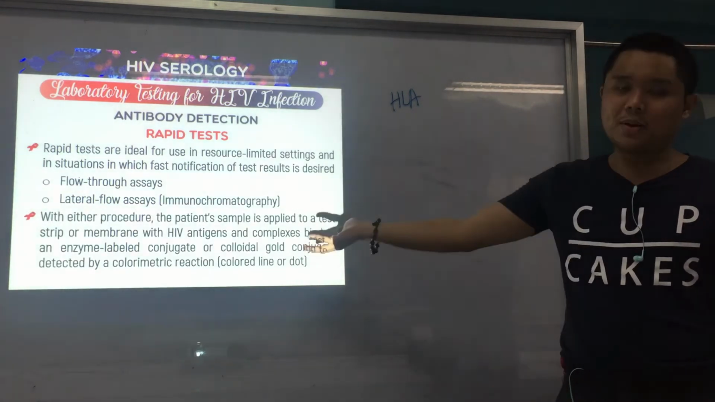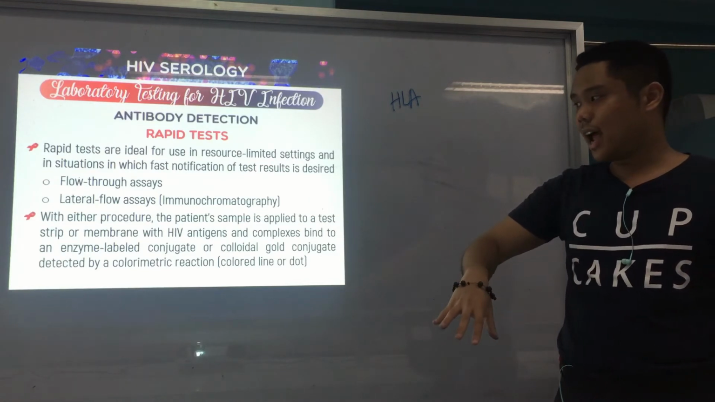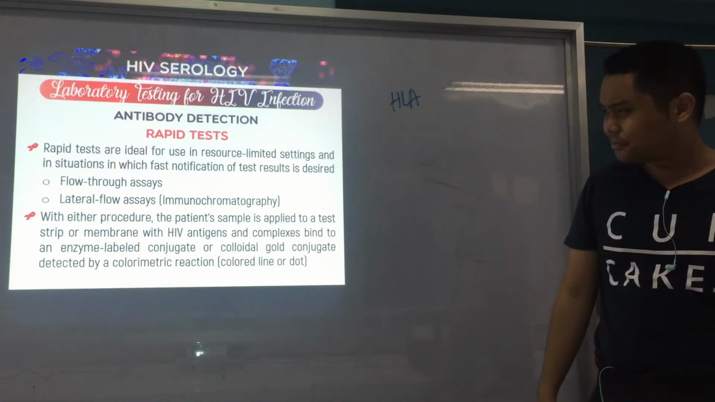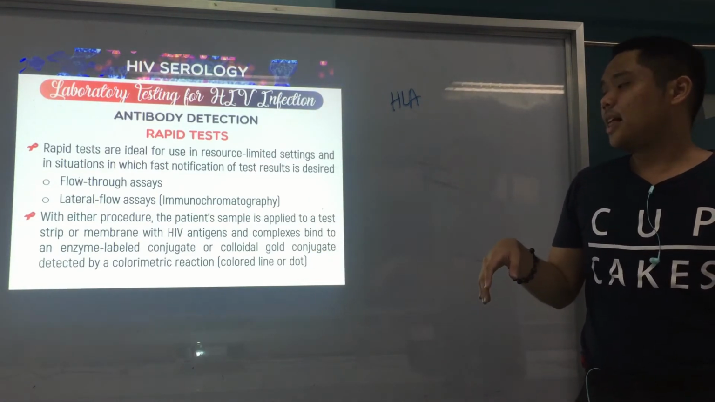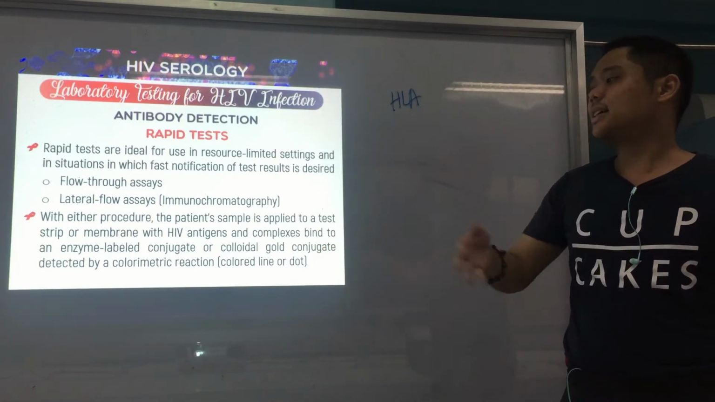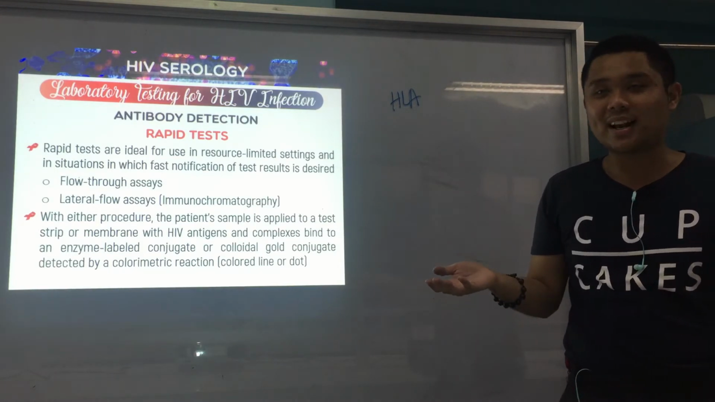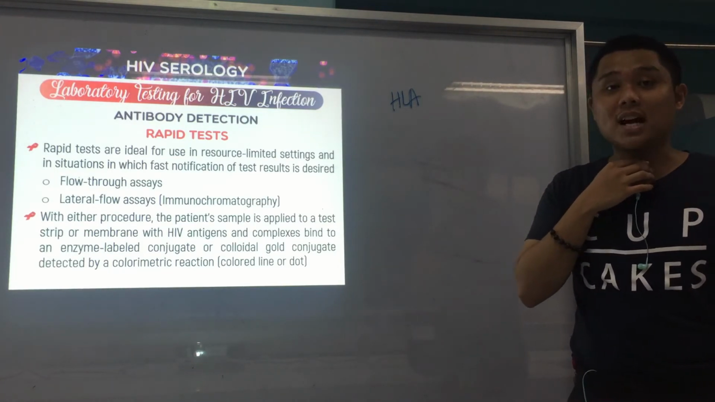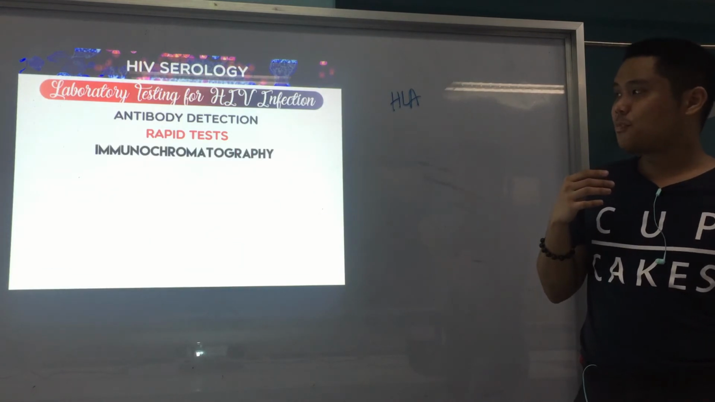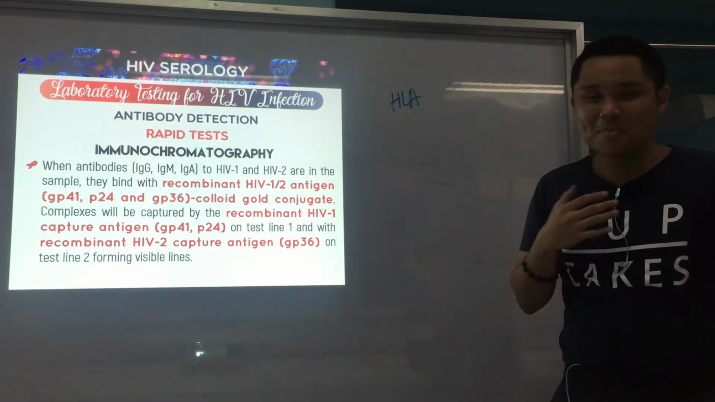So, by the name itself, like pregnancy immunochromatography kits, the sample is placed on one end, and yes, they will then reconstitute the HIV antigens and complexes and bind to an enzyme-labeled conjugate. And then you have a colorimetric reaction, a colored line or dot. So, for illustration purposes, immunochromatography, later.